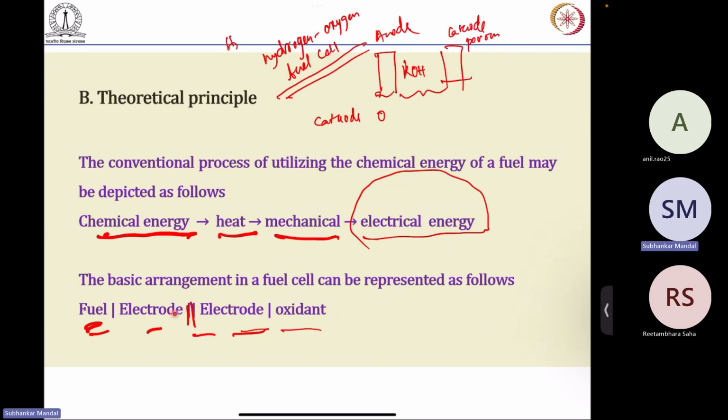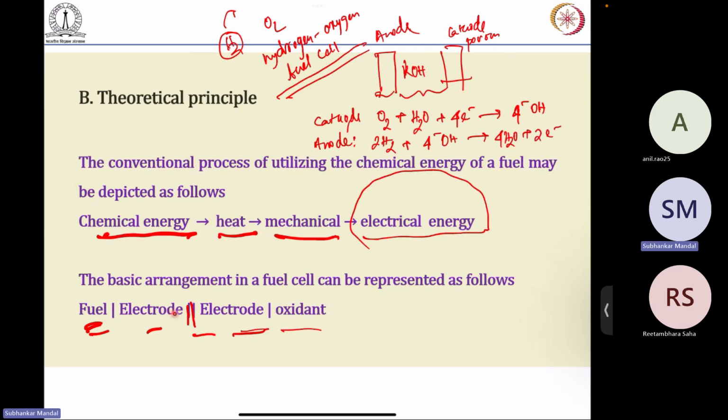So you have hydrogen as well as oxygen. In the cathode, reduction will happen. So O2 plus, as it is an aqueous medium, 2H2O plus 4 electrons it will accept, and it will go to 4 OH minus. So this is the cathode reaction. What will be the anode reaction? You have hydrogen, so that hydrogen, 2H2 plus 4 OH minus, will produce 4H2O plus 4 electrons.